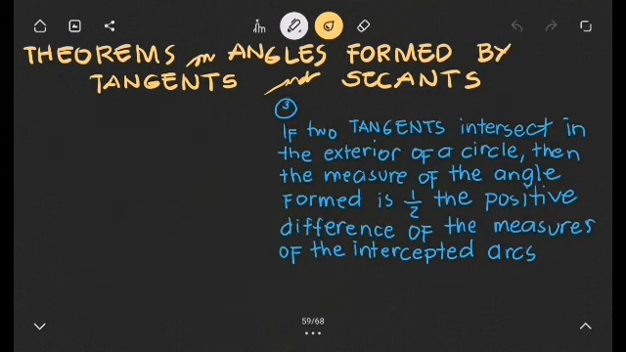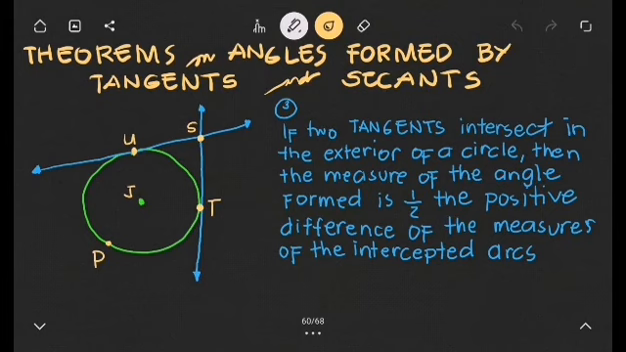Okay, so for our third theorem, we have again an intersection of tangents in the exterior part of the circle. Then the measure of the angle formed is 1/2 the positive difference of the measure of the intercepted arcs. So as I've mentioned a while ago, yung unang tatlo nating theorem, kung mapapansin nyo, lahat ng intersection ay nasa exterior part ng circle. So same as what we did dun sa ating unang dalawang example.